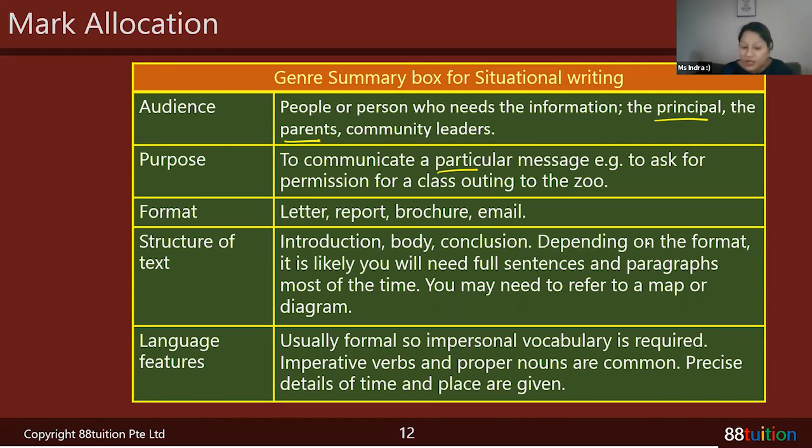What kind of format do you have it in? You have a letter, a report, a brochure, email. Recently, we've started having blogs, and proposals. Formal letter writing, not so much at this point, but we still do have that, because it's on a rotational basis. Now, structure of text: introduction, body, conclusion. Obviously, you need to have it in paragraph form. You cannot have it in point form. And remember, we need to have formal language most of the time. Even if it's an informal letter, please avoid saying, yo, how's it going, or some slang. Keep it formal, but in a lighter tone.